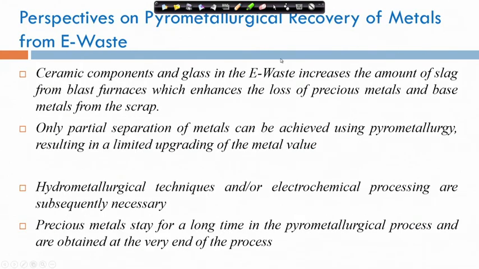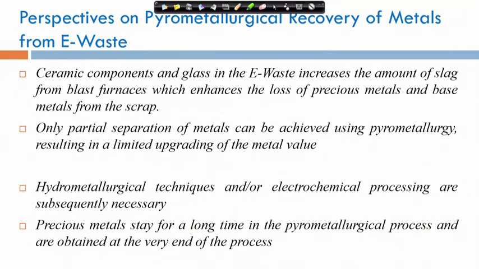And then we have some other issues, like ceramic components and glass in the e-waste that increase the amount of slag from the blast furnace. And if you have more slag, then you have the loss of precious metals and the base metal from the scrap. Only a partial separation of metals can be achieved using pyrometallurgy. So that's why we need to use other processes as well. Hydrometallurgical techniques or other electrochemical processing are subsequently necessary. So only the pyrometallurgical process will not be enough.